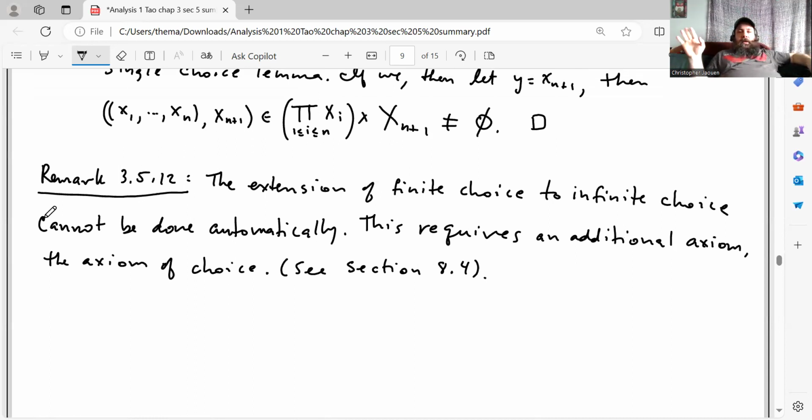Okay, and last remark for this section, and then we have the exercises to get through, which, like I said, I won't probably get around to until the end of the week. But here's the remark. The extension of finite choice to infinite choice cannot be done automatically. It actually requires an additional axiom, which we'll talk about in chapter 8, which is called the axiom of choice. All right, and that's basically the summary for this section.